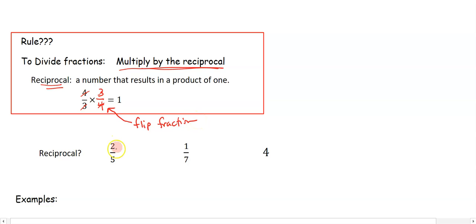So what's the reciprocal of 2 over 5? The reciprocal of 2 over 5 would be 5 over 2. The reciprocal of 1 over 7 would be 7 over 1, which we don't write as 7 over 1. 7 over 1 is the same as just plain old 7, right? You can write it either way. So what's the reciprocal of 4? Well, 4 is the same as 4 over 1, so now I can take the reciprocal by writing it as 1 over 4.